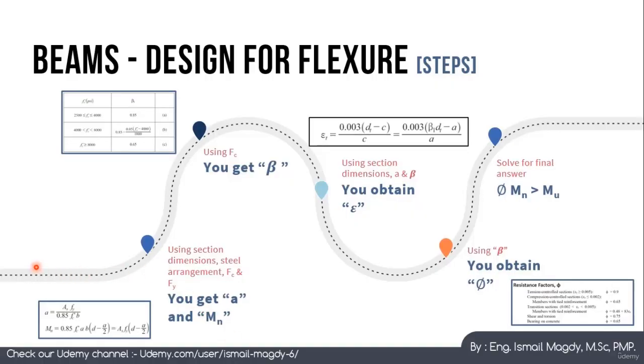Here, this is a summarized path for how we carry out our design. First, we need to get the a, and we need to get the nominal moment Mn. Using the fc', we need to get the beta 1, and here we need to obtain the epsilon in order to get the phi. Here we use this epsilon to obtain the phi, and finally we can solve for this equation, which is phi Mn has to be bigger than Mu. So now let's have an example on this.